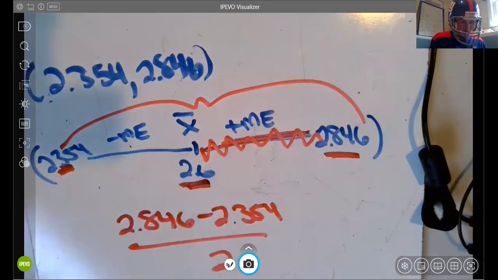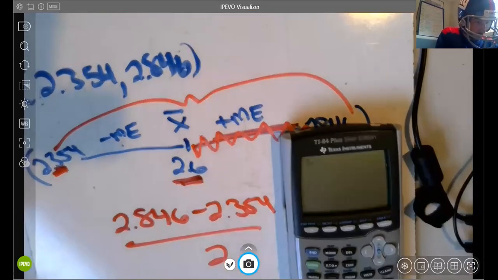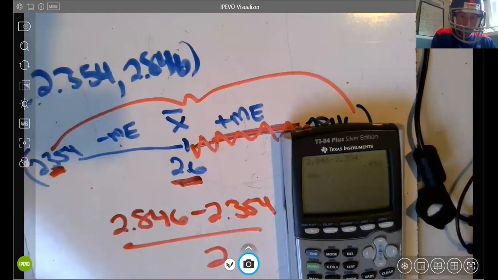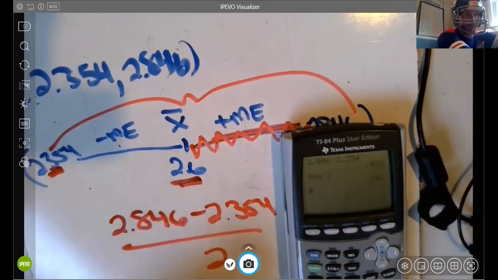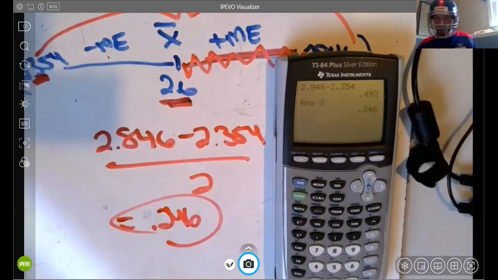And if I, in fact, do that, 2.846 minus 2.354 divided by 2, I get the same answer. So that's another way. You do whatever works for you.